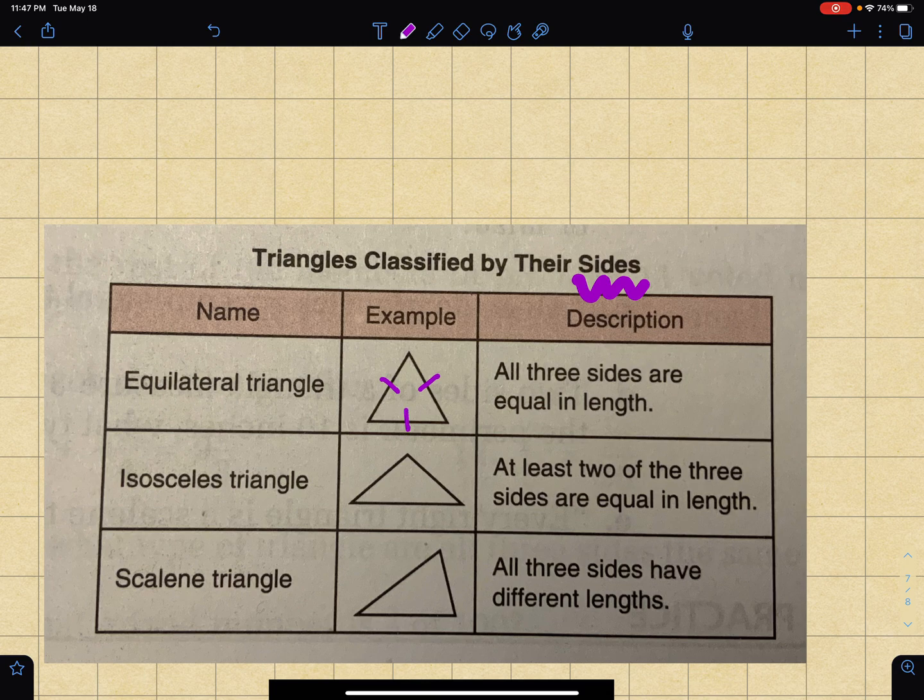This to me looks like a perfect tent. If you're going out camping and you make a perfect tent, it's going to look like an equilateral triangle. The other thing that's equal about this triangle is the angles. 1, 2, 3 angles. If you measured them, they would be the same. It's a perfect tent, perfect triangle, equal, equal, equal.